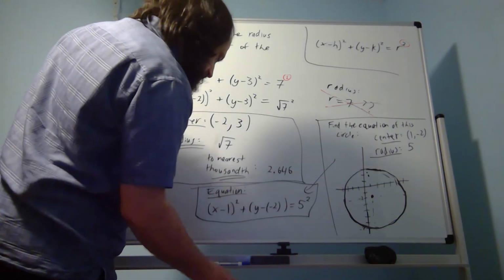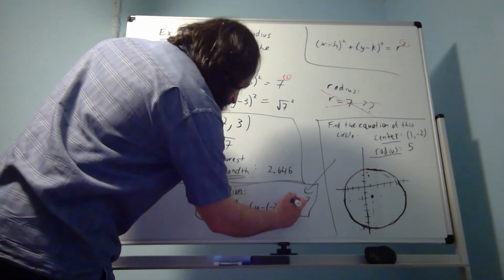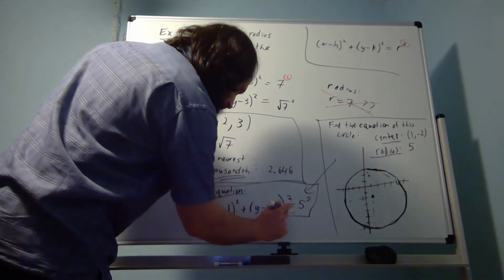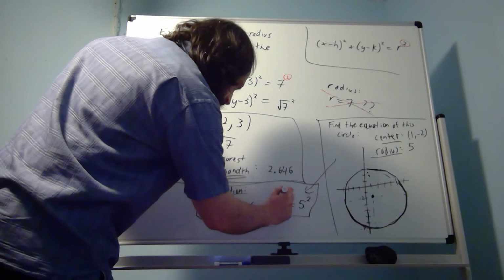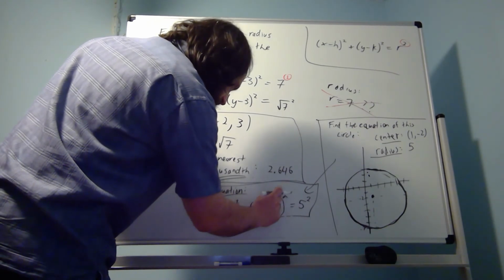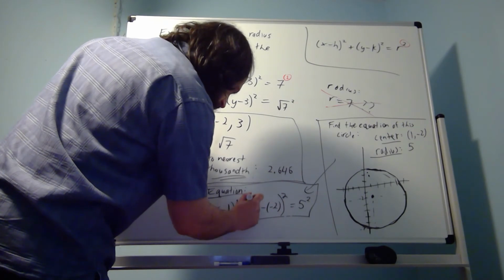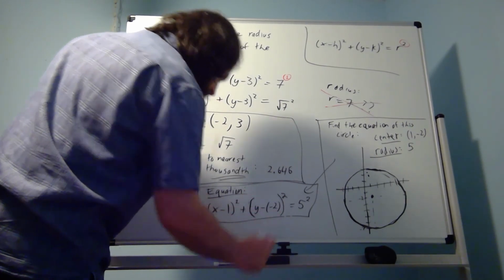Oh dear, but that's squared. It's supposed to be on the outside of the big parentheses. So this, there we go. So that makes a big difference. This whole thing, the whole y minus -2, that whole thing squared.